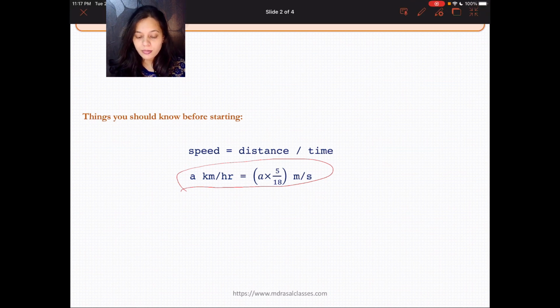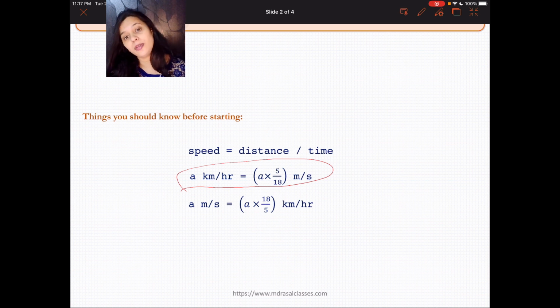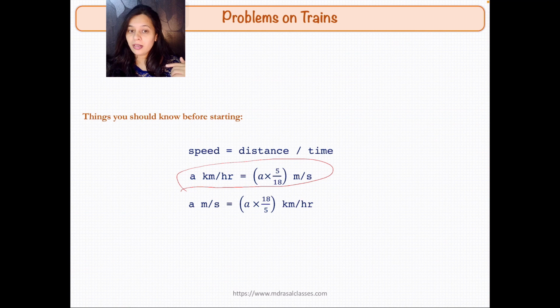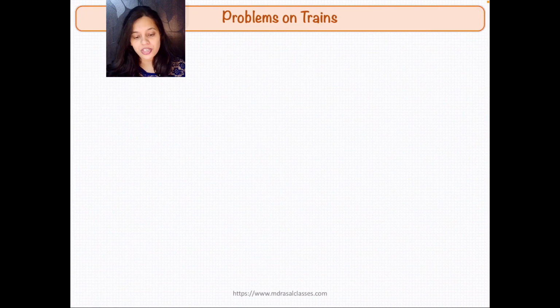And the second formula is, if the speed is given in meter per second, we have to convert it into kilometer per hour, vice versa. In the first case we multiplied with 5 upon 18, and in the second case we just have to do the reverse of it, multiply by 18 upon 5. We will use it while solving the problems. Please note down these 3 points. These are very important points in problems on trains. Our whole session, our whole calculation depends upon these 3 things. Now let's go on to a question.